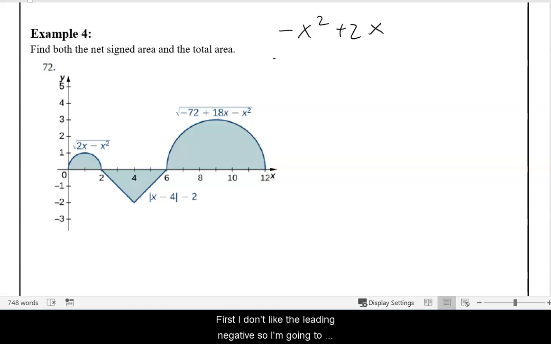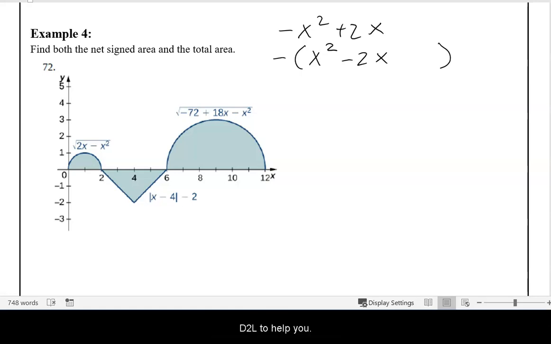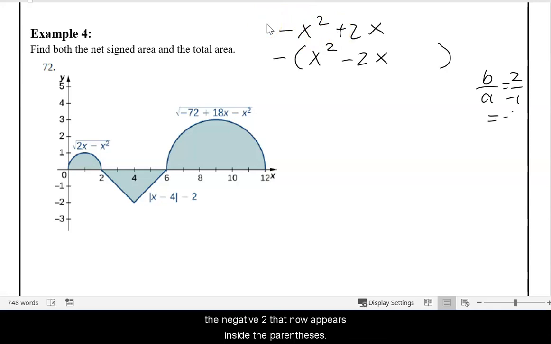First, I don't like the leading negative, so I'm going to factor it out and rewrite it as x squared minus 2x. My next step is going to be to complete the square. If you don't remember completing the square, there's a folder on D2L to help you. Let's run through the steps briefly. In this case, I need to find b over a, from my original b of 2 divided by my original a, which was negative 1, the negative 2 that now appears inside the parentheses.